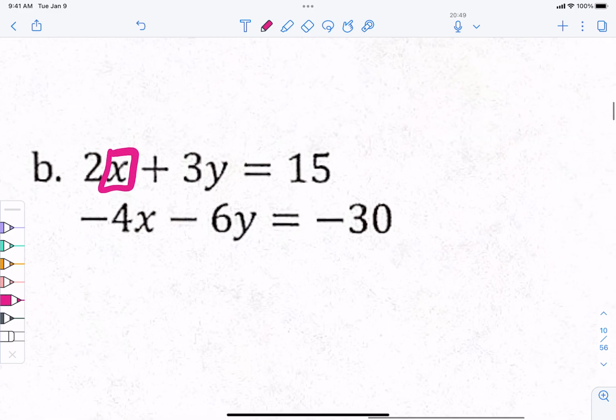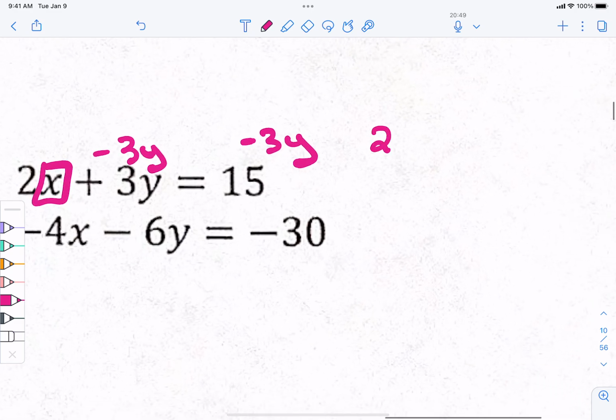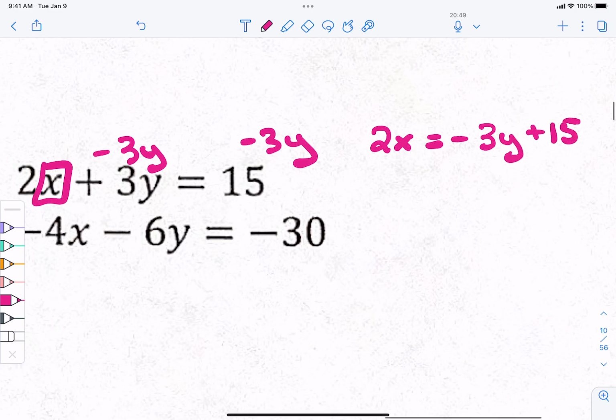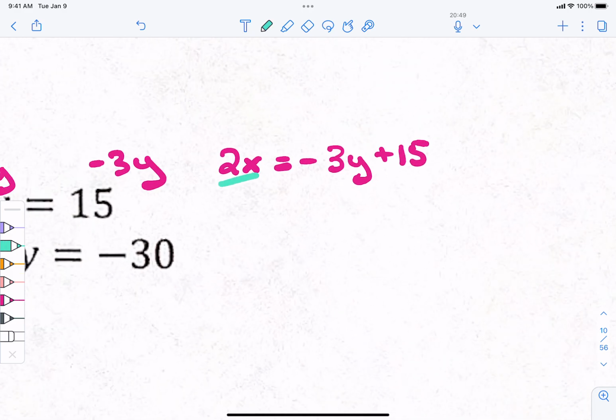Let's solve for x. So, if we're going to solve for that x, let's kick the y to the other side. So I minus the 3y and minus 3y. Okay? All right, that will be 2x equals, and we have negative 3y plus 15. Okay, then what? Divide by 2, divide by 2, divide by 2. Okay, so x equals, what's negative 3 divided by 2?